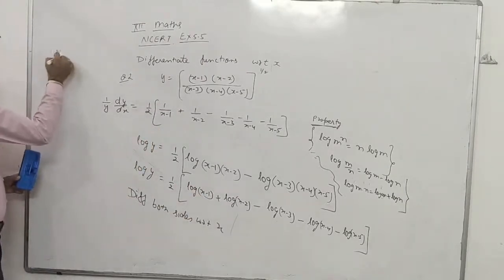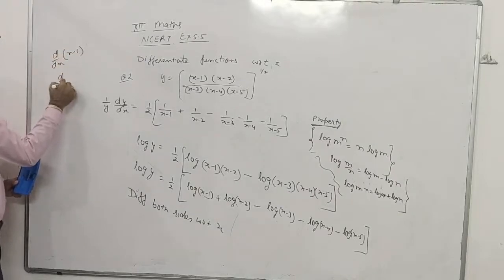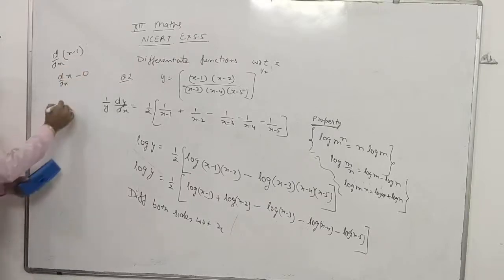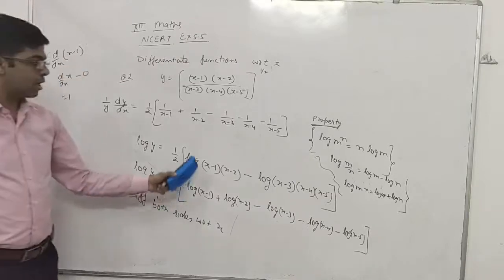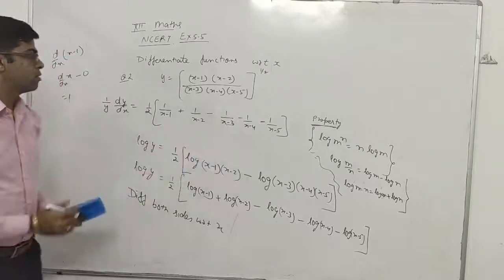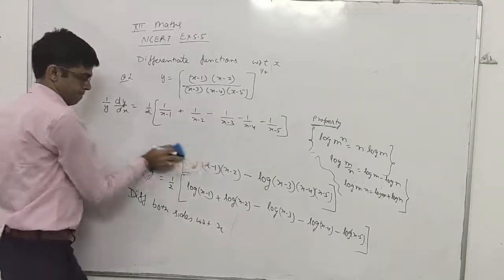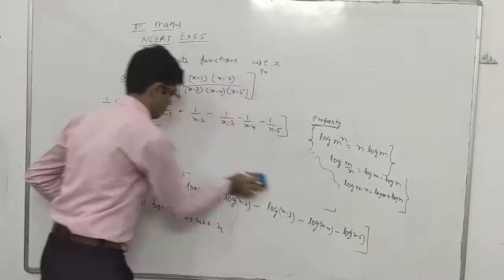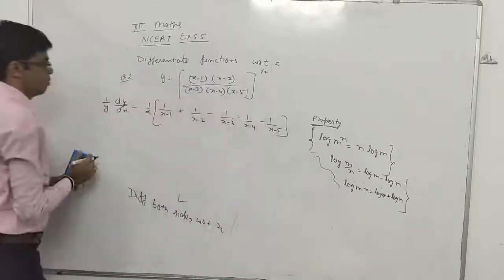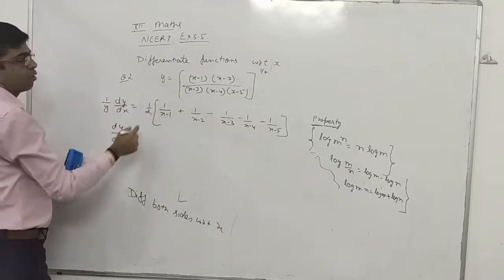The differentiation of x minus 1 is: d/dx of x is 1, and the differentiation of a constant is 0. So finally it is 1. So 1 will come in the multiplication here, and here also 1, but there is no need to write 1. Now dy by dx is equal to this, and y will go in multiplication.